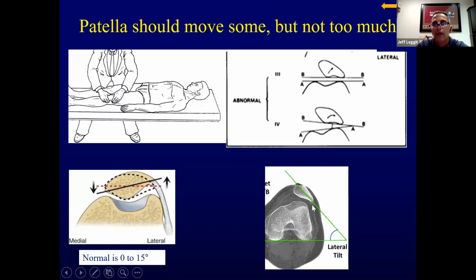And then this is a graphic of one of the ways we measure tilt, where we actually draw a line through the patella and a line over the bottom of the femur, and we measure that angle. That gives you an idea of some of the things we're looking for with patellar glide and tilt. But again, remember this axiom: it needs to move a little bit, but not too much.